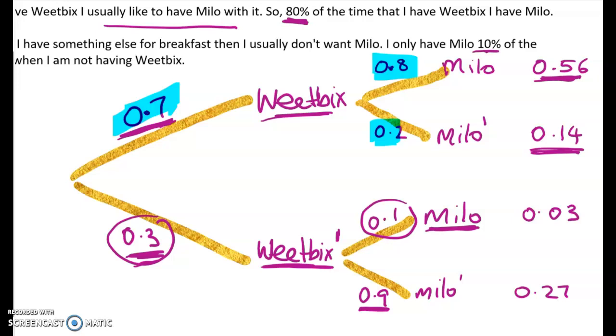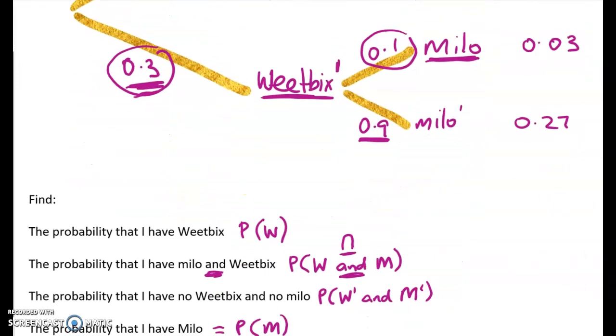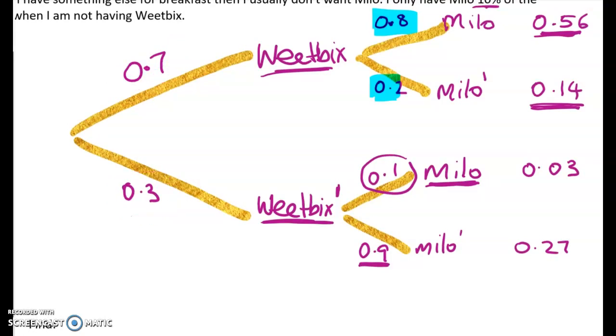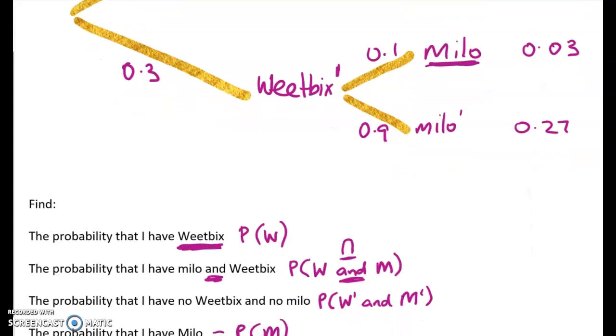So remember, an outcome is one possible thing that can happen. An event is when we start putting several outcomes together, right? So the probability that I have Weet-Bix is an event, because I could have Weet-Bix with Milo or Weet-Bix with no Milo. In this case, finding the probability that I have Weet-Bix is really easy when I look at that tree diagram. And that's because Weet-Bix is the first thing in the diagram, right? So straight away when I look at the diagram, I'll just take out some of the extra circles and underlines. You can see the probability that I have Weet-Bix is simply 0.7. Okay, so the probability of having Weet-Bix is 0.7.